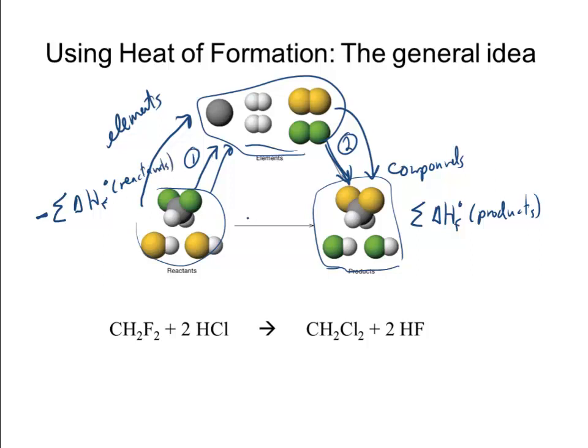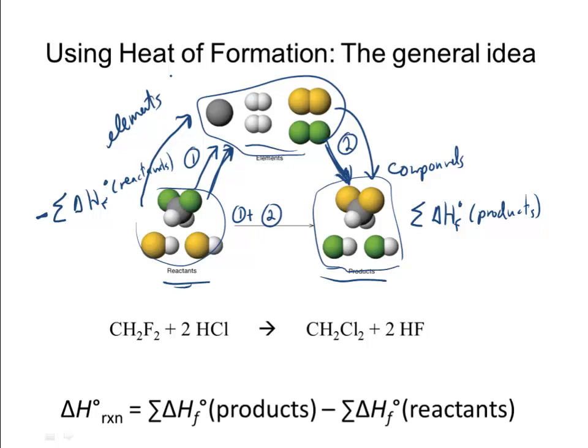The overall process will be the sum of step 1 and step 2: taking the compounds and making them into elements, then taking the elements and making them into the products. Remember, the reaction doesn't happen this way, but we can think of it happening this way because Hess's Law works and enthalpy is a state function. It only matters where you start and where you end. You can imagine any pathway to get there. So the reaction enthalpy change is always going to equal the sum of the heats of formation of the products minus the sum of the heats of formation of the reactants. And you just look them up on the table and add them up.